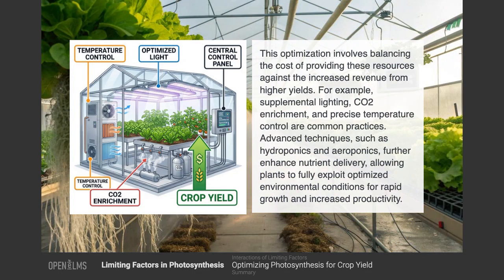This optimization involves balancing the cost of providing these resources against the increased revenue from higher yields. For example, supplemental lighting, CO2 enrichment, and precise temperature control are common practices. Advanced techniques such as hydroponics and aeroponics further enhance nutrient delivery, allowing plants to fully exploit optimized environmental conditions for rapid growth and increased productivity.